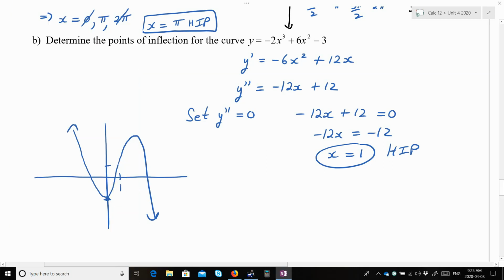So at x equals 1, if I were to plug 1 into the original function, it looks like I would get negative 2 plus 6, which is 4, and then 4 minus 3 is 1. It looks like the y value that's associated with this horizontal inflection point is y equals 1 as well. And so right there, there's our point of inflection. And this point here, of course, is the constant of the polynomial, so that's negative 3.